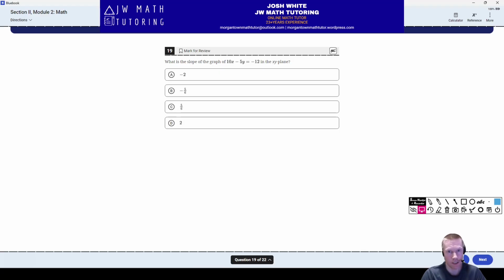Next up, number 19. What is the slope of this line? So first, if you know the shortcut formula for when a line is in standard form, the slope is -a over b. That is the quickest, easiest way to solve this. -10 over b, which is -5. The two negatives cancel. 10 over 5 reduces to 2. So correct answer is +2.